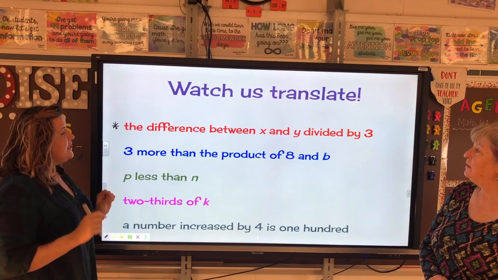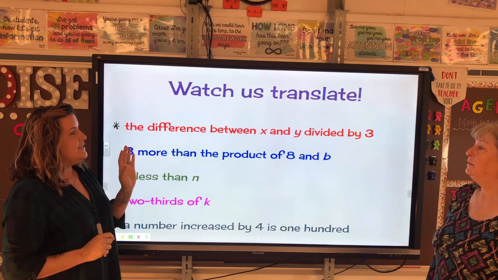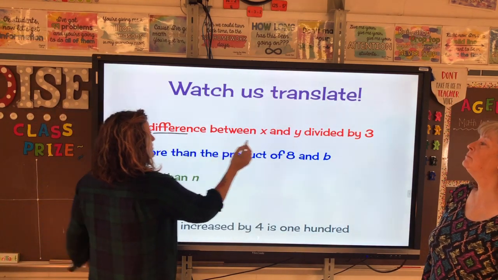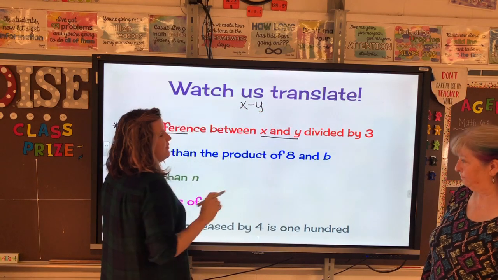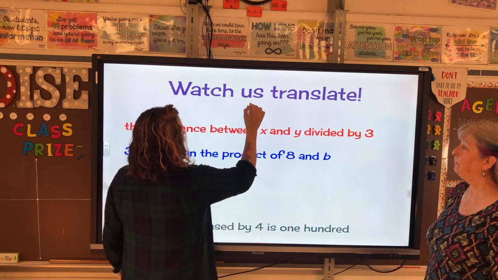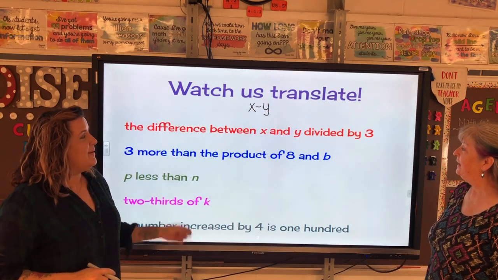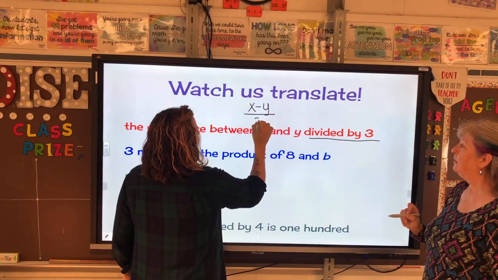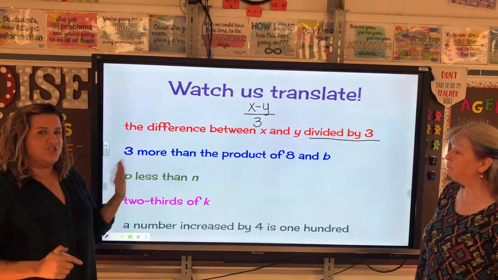It says the difference between x and y divided by 3. Okay, so I'm going to chunk this, right? The difference between x and y, so that's x minus y. I'll stick with that order, because order matters in this scenario. So x minus y, and then I'm going to divide it by 3. I'm going to take that whole thing and divide it by 3, right? So that would be a translation.